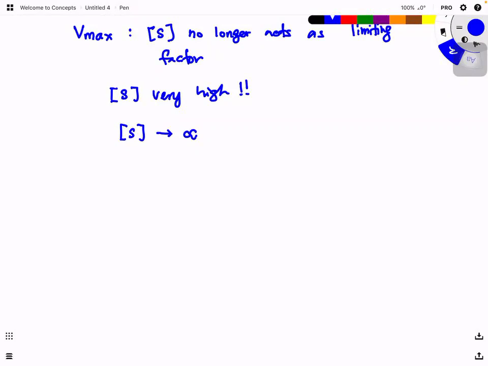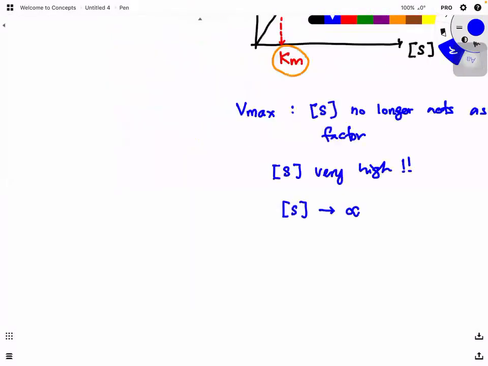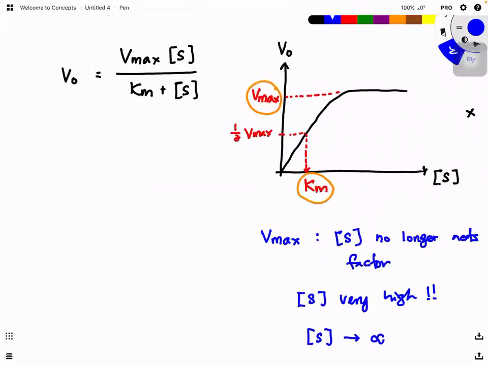So how rich is rich? We always say a millionaire or billionaire or trillionaire. Unless it is infinity, that is very, very high, which we won't be able to do in the lab for us to actually determine the Vmax. Are you clear?